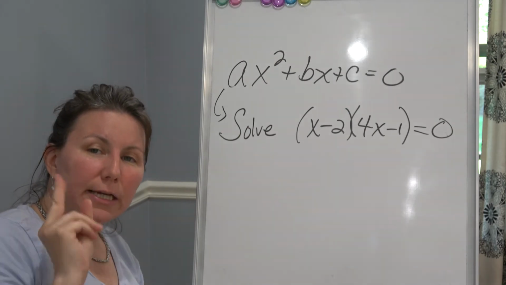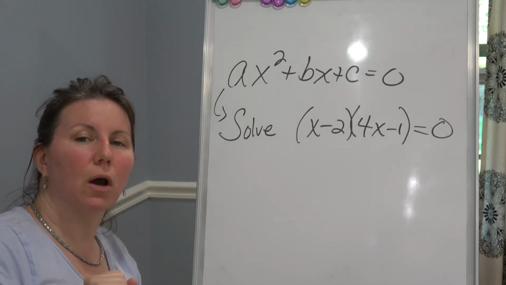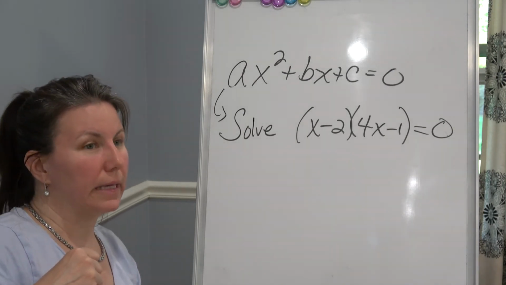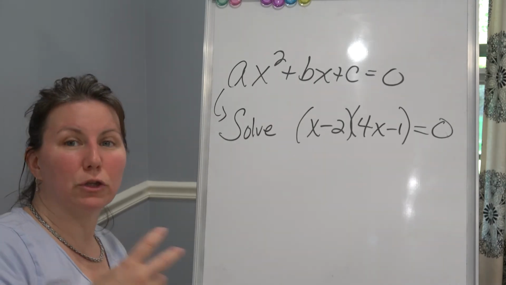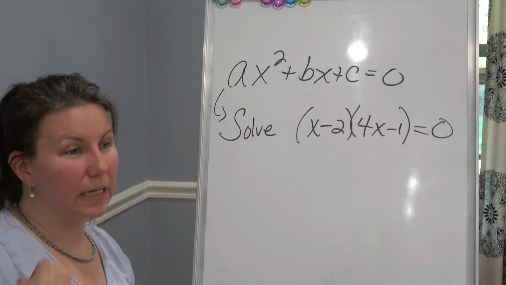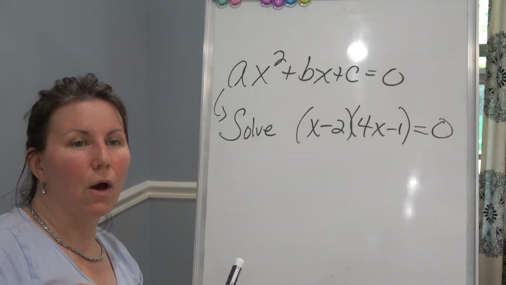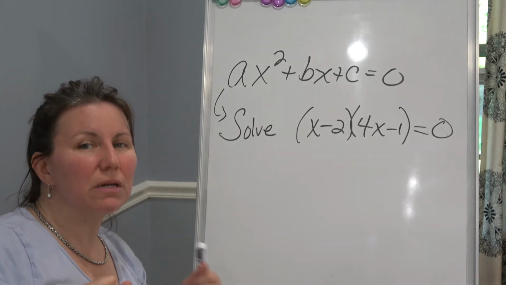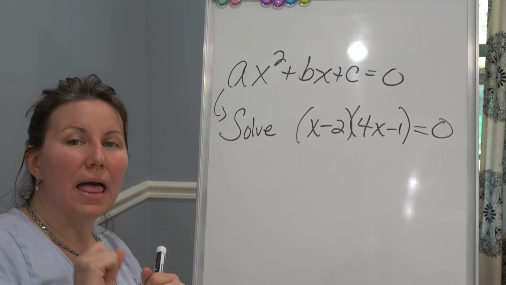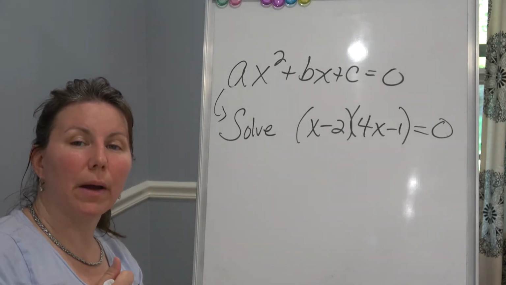If you multiply two things and you get 0, what must you know about one of those things? Well, it can't be like a 5 times a 3, right? That's not going to be 0. It can't be a negative 2 times a negative 7, right? That's not going to be 0. One of those things you're multiplying has to be equal to 0. And this is a very important property. It's called the zero product property.